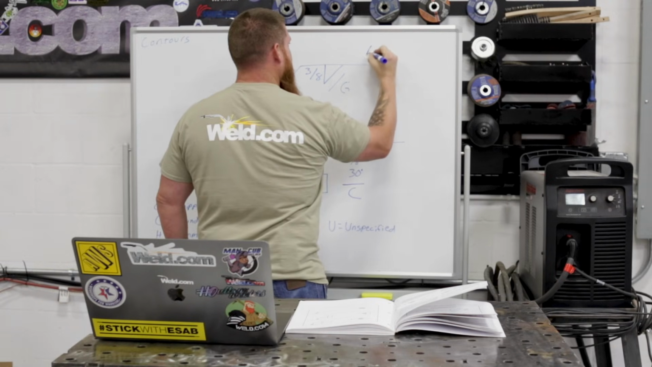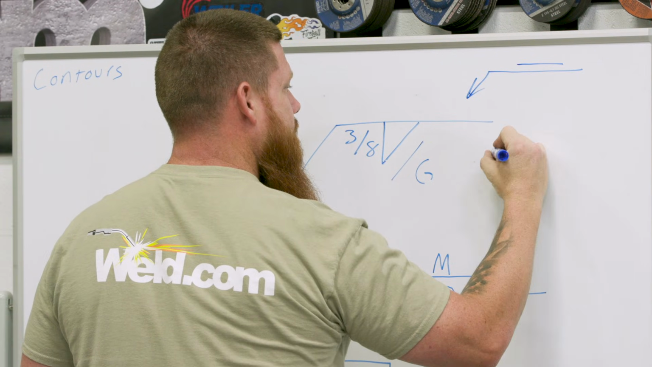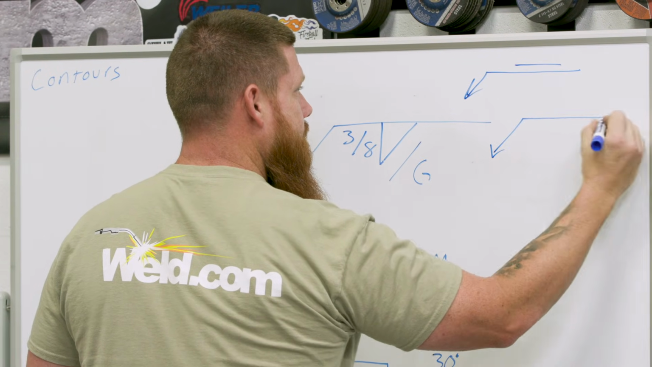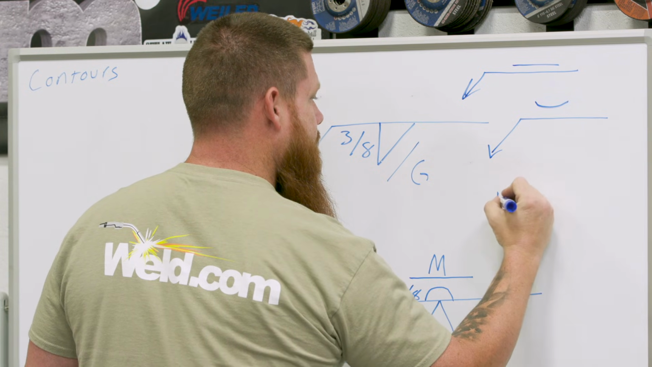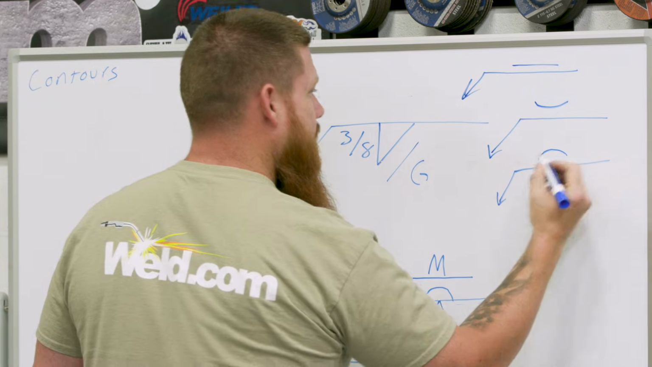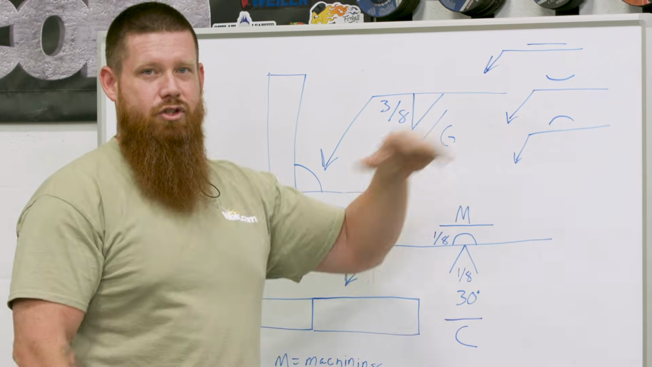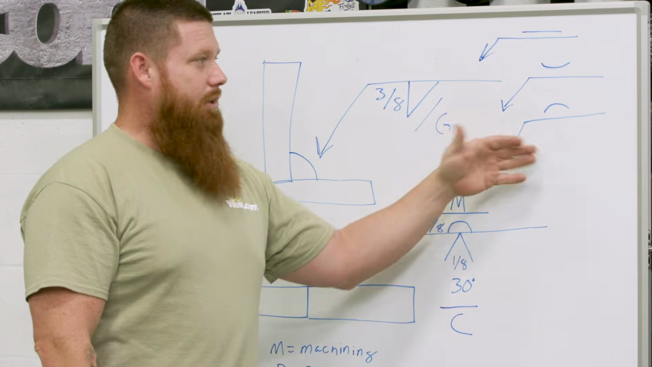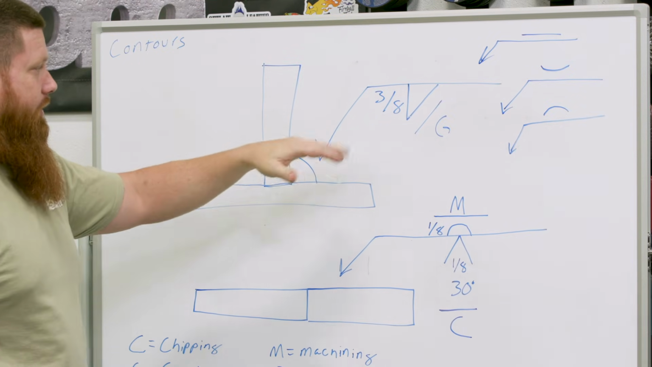So we have flat, we have concave, and we have convex. Okay, now if you can obtain these different shapes and profiles just by the welding process, typically you're not going to have a contoured shape in there. They're not going to require you to do any contouring.